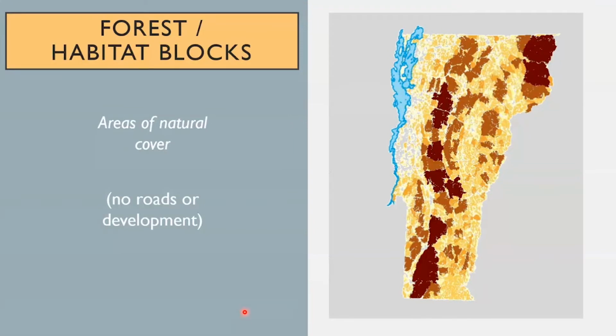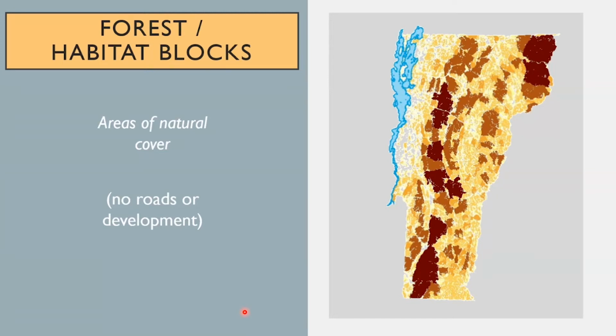So knowing how much the size of a forest block can matter, the Agency of Natural Resources created a map data set showing all of the undeveloped forest habitat blocks across Vermont. And what I mean by a forest/habitat block is simply areas of natural cover surrounded by roads and development.